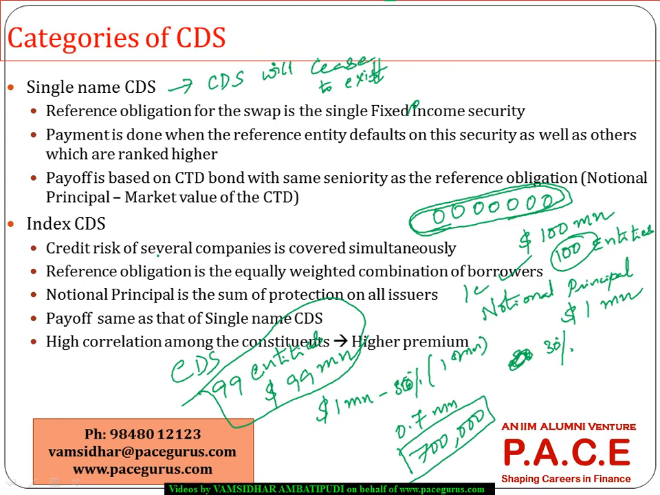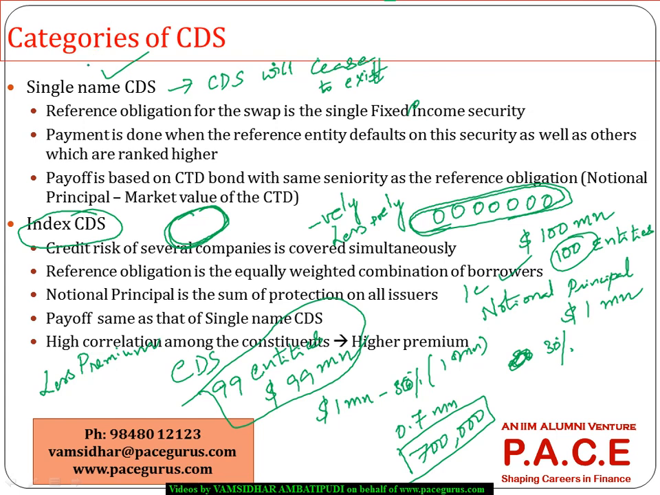The advantage of getting into an index CDS lies in the constituents of that CDS. If they are negatively correlated or less positively correlated, a portfolio diversification is already happening, and because of that, the chances of all of them defaulting is very, very less. That would result in a lesser premium. That is one of the prime reasons the index CDS has more value compared to a single name CDS.